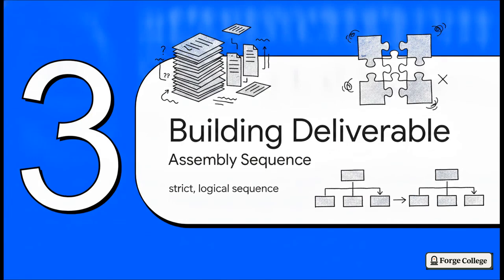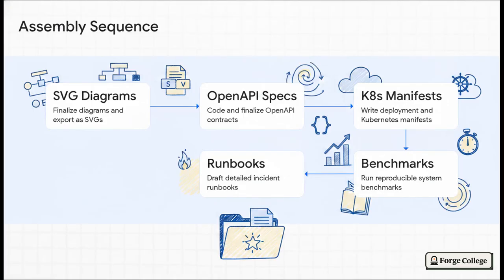Okay, Section 3, building the deliverable, focusing on the assembly sequence. It is super easy to get totally overwhelmed with this many files floating around. So let's break down the exact order of operations to piece this massive puzzle together without losing our minds. Just follow this strict chronological guide. First, finalize your SVG diagrams. Second, code your OpenAPI contracts. Third, write those Kubernetes manifests. Fourth, run your benchmarks. And fifth, draft your runbooks.